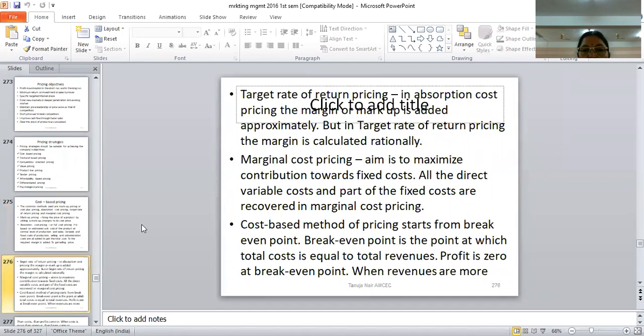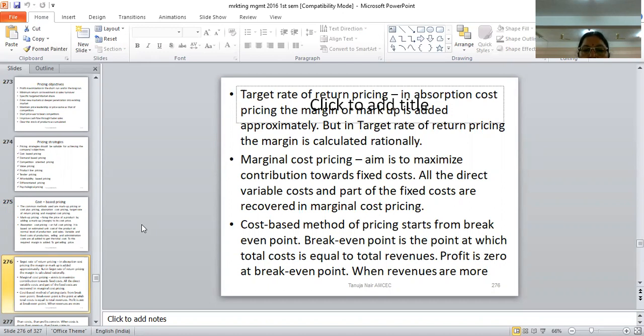So next is the target rate of return pricing. That is, the company will plan rationally. They will calculate what is the targeted return they want from their product. Based on that, they will price the product accordingly. So if the company expects 60% returns from the sales of products, accordingly they will calculate and they will fix the price of each product. That is known as target rate of return pricing.